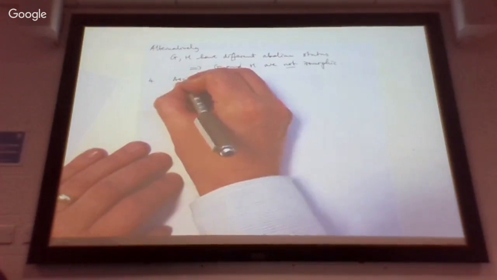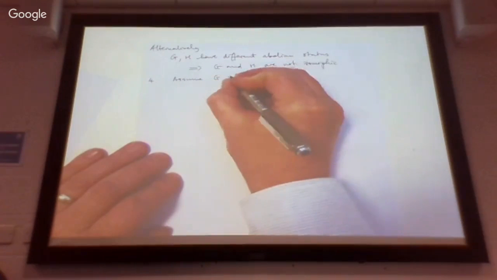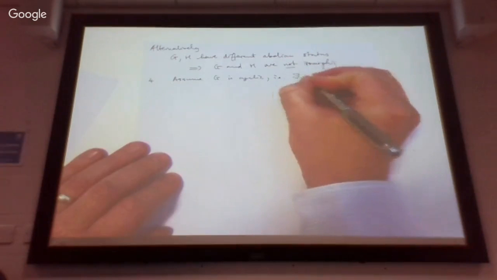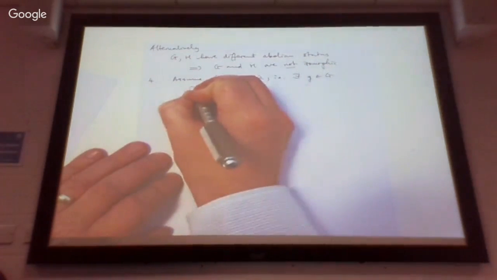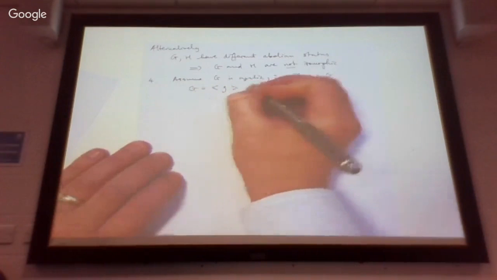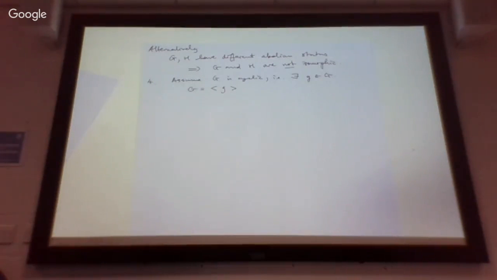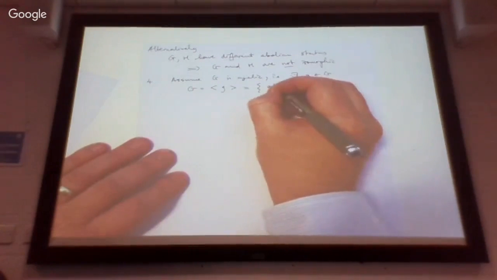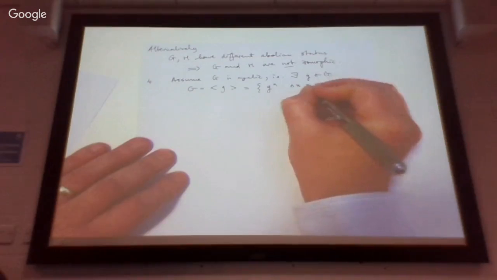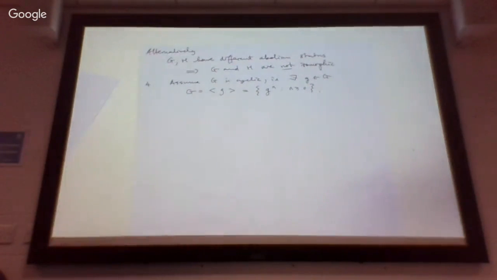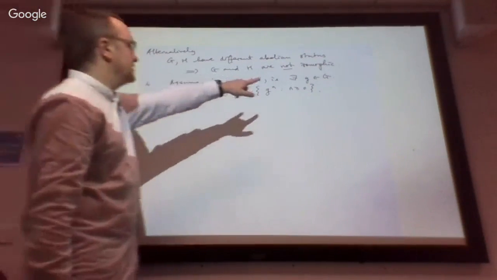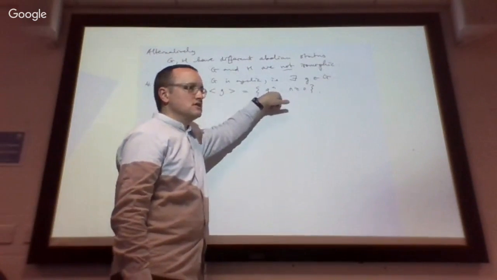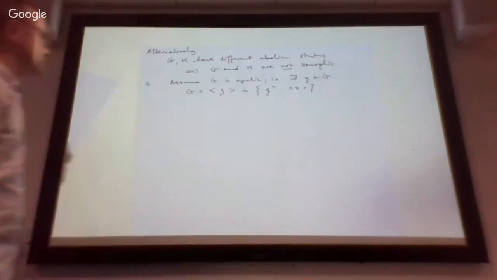We assume G is cyclic. What does that mean? That there exists some element g within G such that G is equal to the subgroup generated by g. And that subgroup is the set of all powers g^n for every integer n greater than or equal to 0. Okay, this looks like an infinite set, but of course if G is finite, this infinite set of powers of g will just be repeating the finite list of things in G.